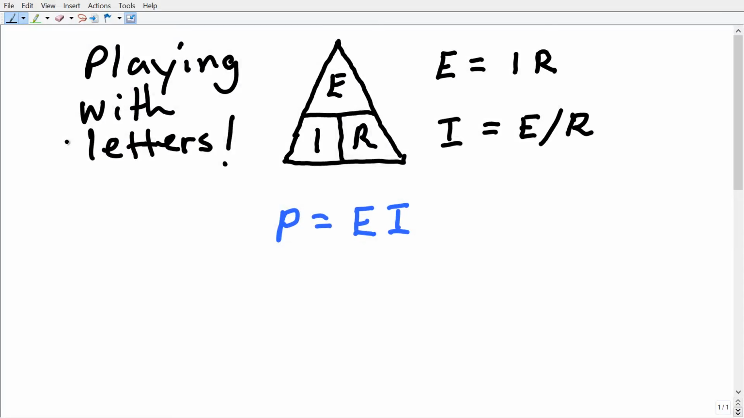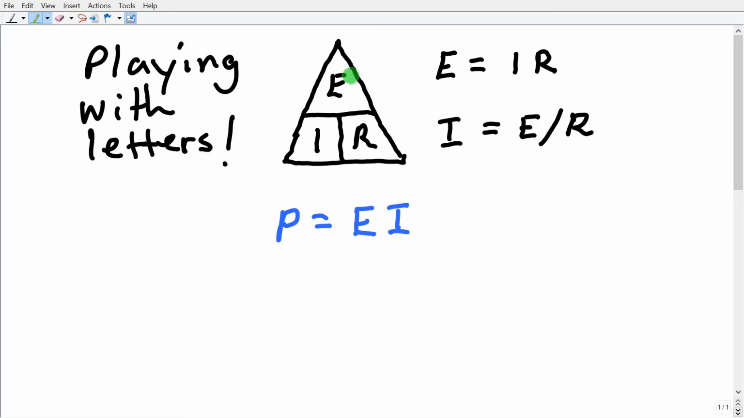Stan Gibilisco here. I'm going to explain a little trick that you can use to minimize the number of formulas that you have to memorize in order to understand the relation among power, voltage, current, and also resistance.